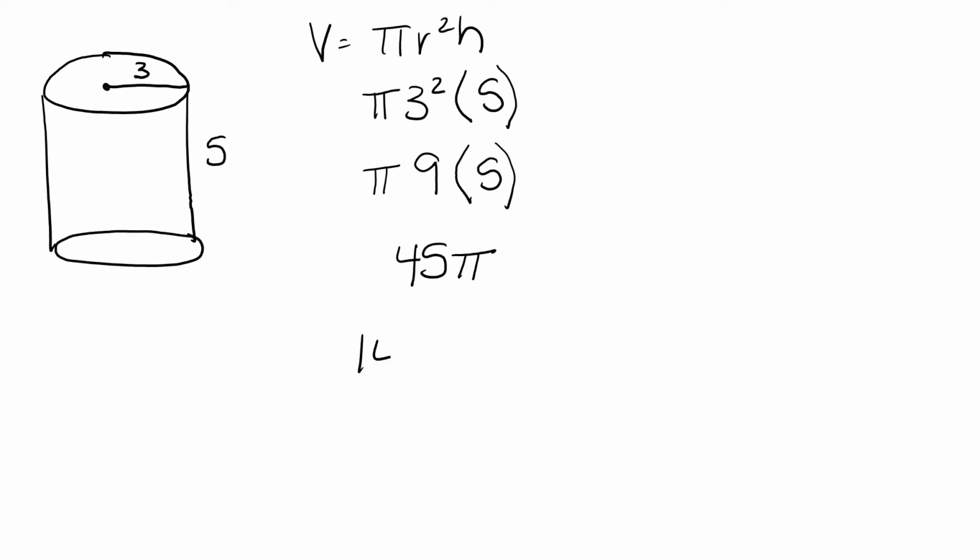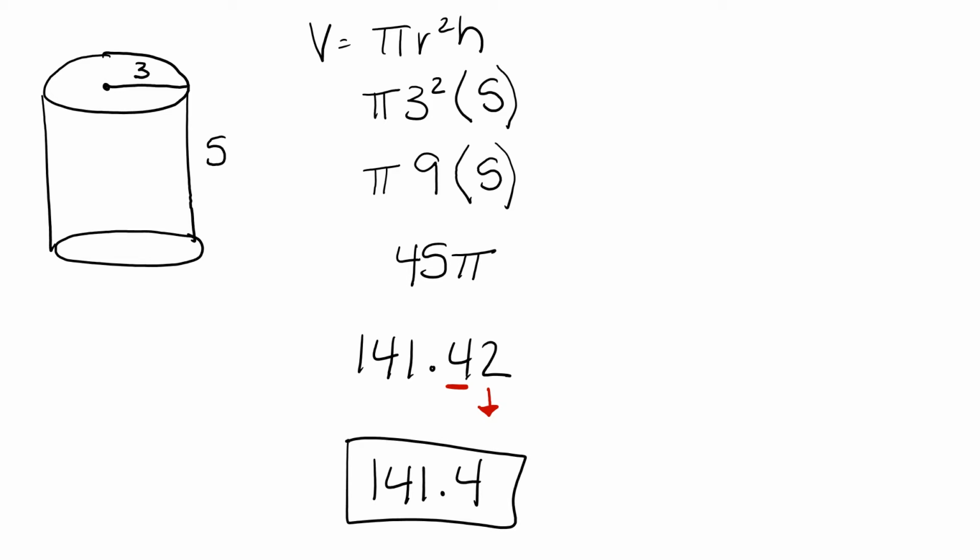we end up at 141.4285, bunch more random numbers. The directions tell us to round to the nearest tenth. 4 is in the tenths place. The 2 tells us to round down, so our answer stays 141.4.